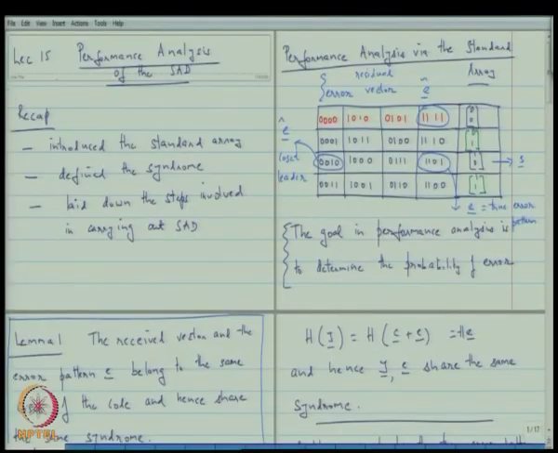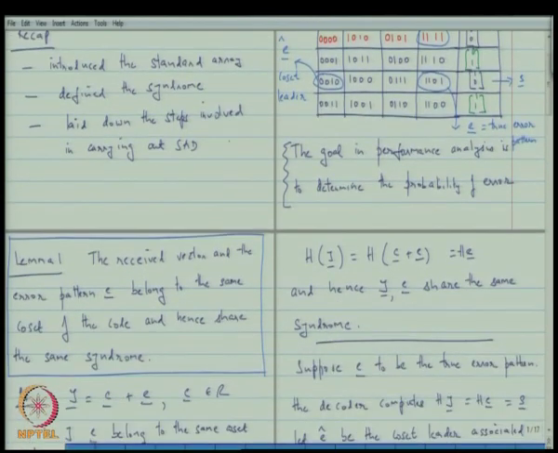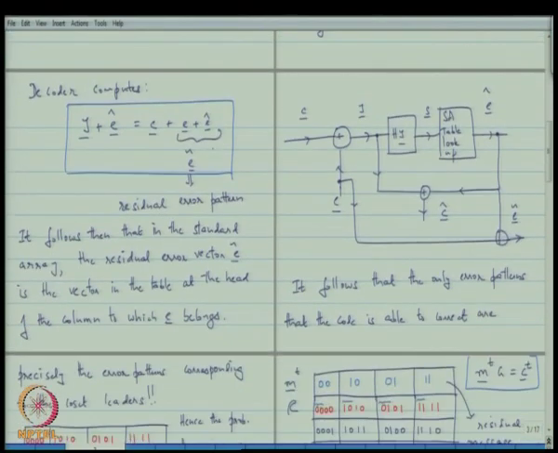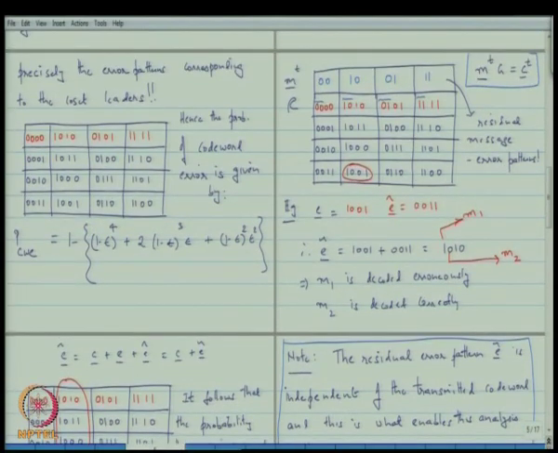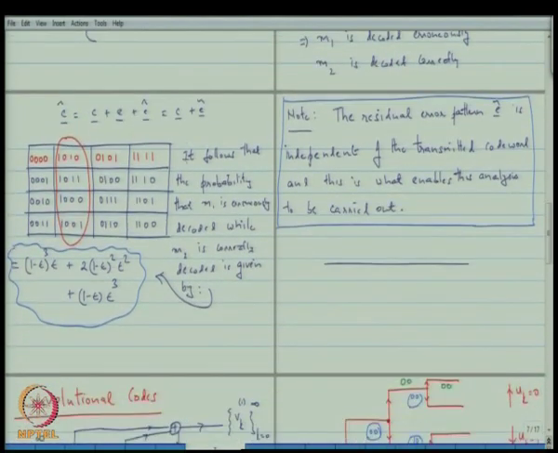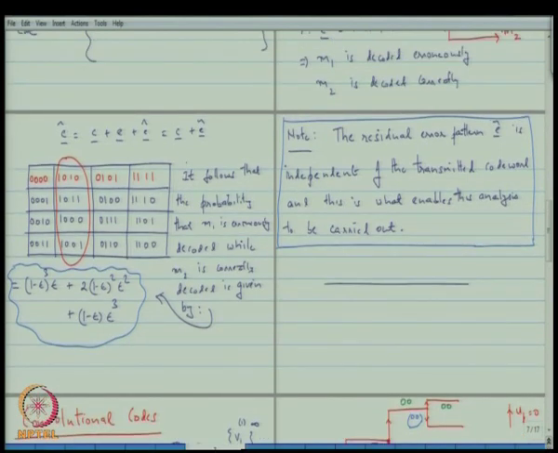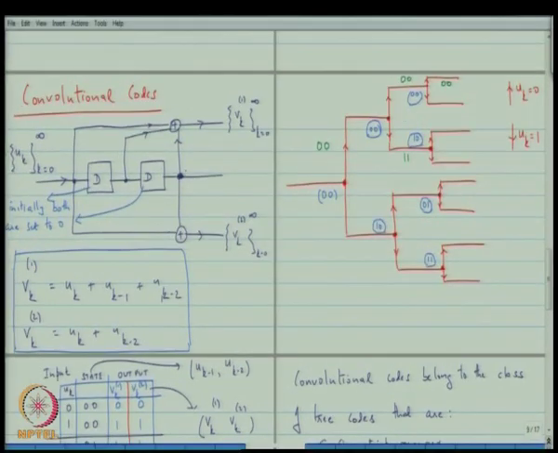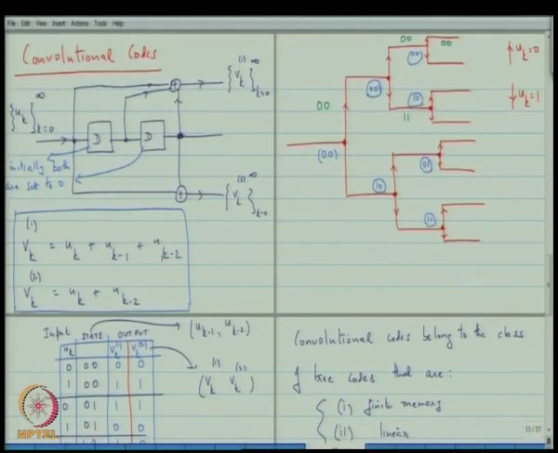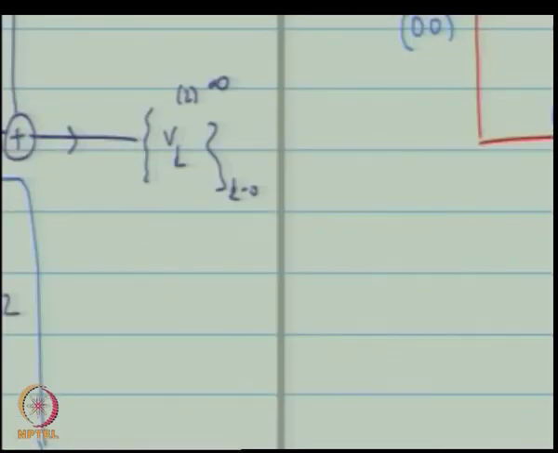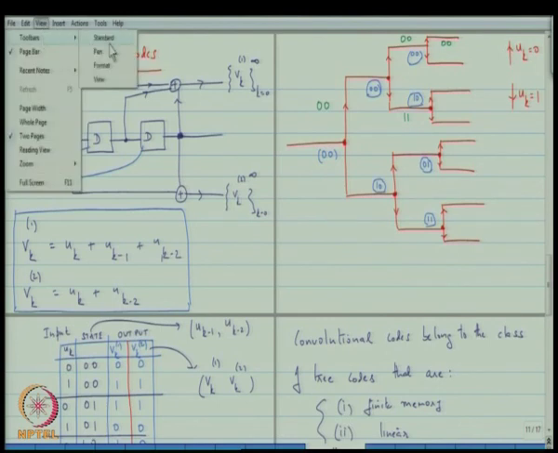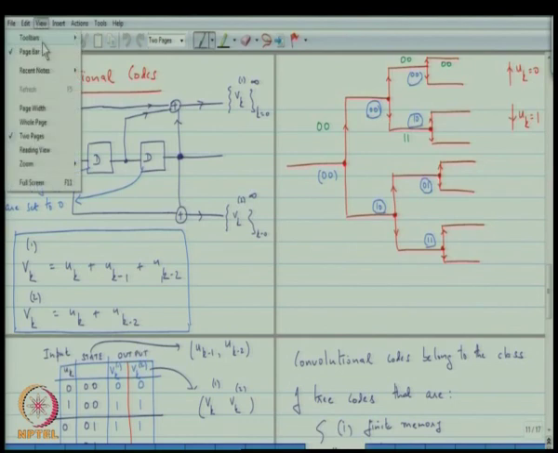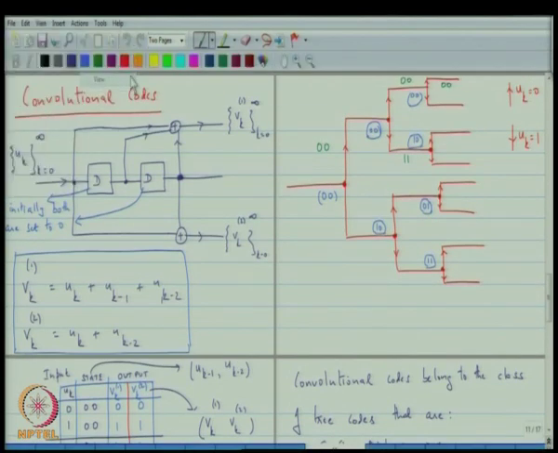So, we started by looking at performance analysis of the standard array decoder, and which meant that we were interested in knowing how it performs in terms of bit error and code word error probabilities, and we also wanted to know, if I have the standard array in front of me, how can I actually compute these quantities for any given code, and we handled that. Then the next topic that we went on to is convolutional codes, and these codes are codes that have description in terms of an encoder of this type.